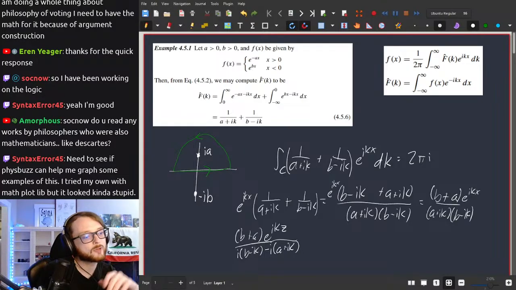Let me see if FizzBuzz can help me graph some examples of this. I tried my own with matplotlib. Looked kind of stupid. Yeah, I bet he could. His stream days are normally Monday and Thursday. But I'm sure if you were to ping him too, he'd eventually have some time.